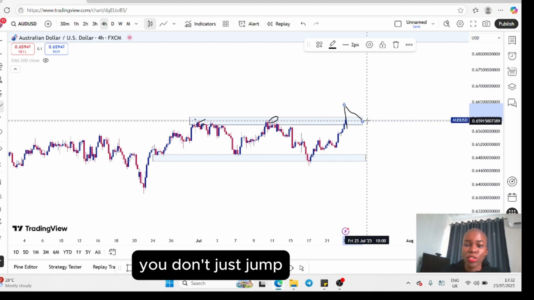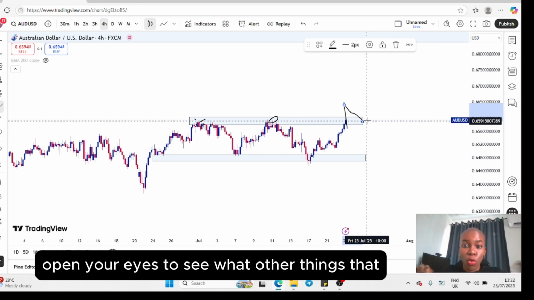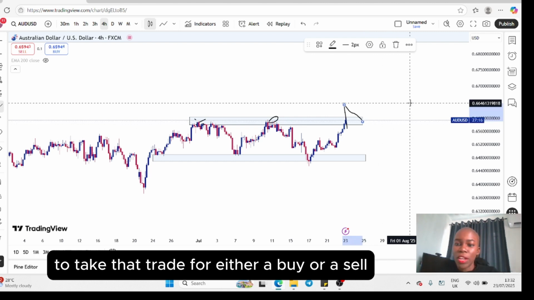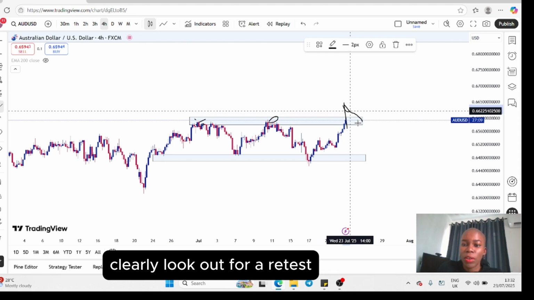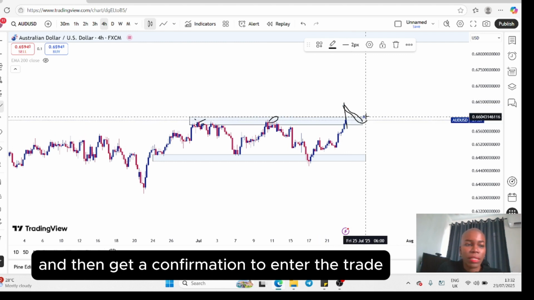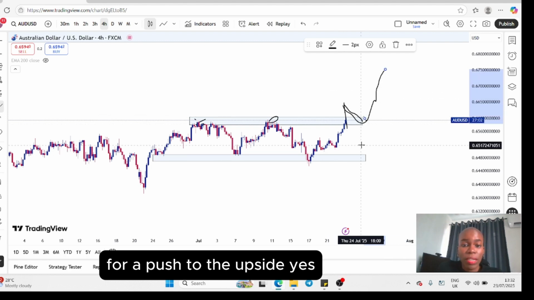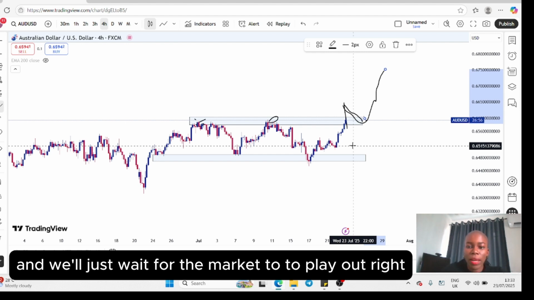Then after making this retest, I'll be looking for opportunities, other confluences. Like I said, you don't just jump because the market has made a retest. You pay attention, open your eyes to see what other things you have to add to the confluences to take that trade for either a buy or a sell. So for me, if I want to take a buy, I'm just going to wait for that breakout to happen clearly, look out for a retest, and then get a confirmation to enter the trade for a push to the upside. Yeah, so that's my current bias on AUDUSD, and we'll just wait for the market to play out, right?